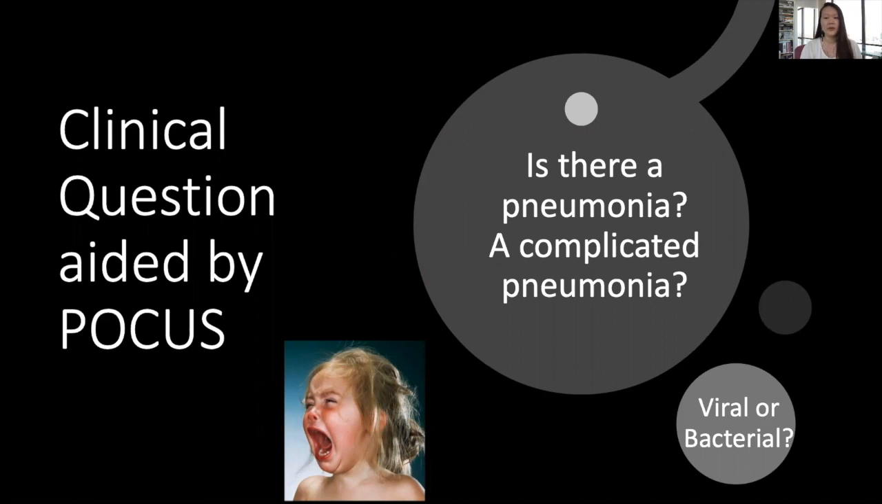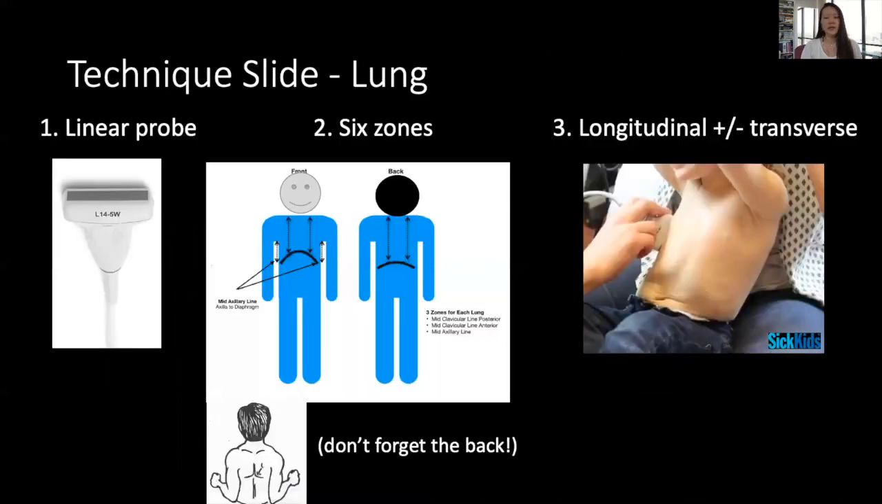And instead of ordering blanket x-rays on every single one of these kids and exposing them to radiation, POCUS can be very helpful in helping you actually take a look inside the lung to see what's going on. Maybe it's a well-appearing child where a normal POCUS could corroborate your low suspicion, or maybe it's one of those borderline cases and POCUS helps you identify a true pneumonia and also tell you whether it's complicated with an empyema or effusion.